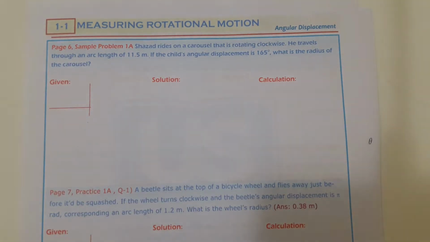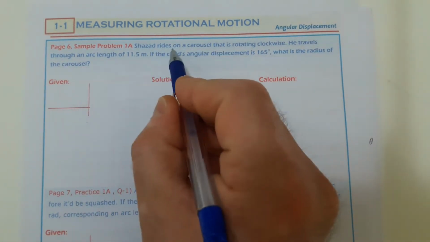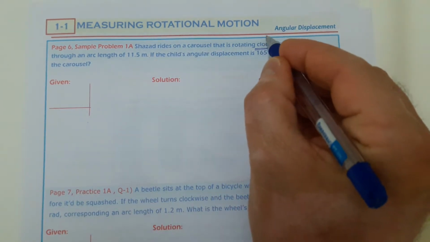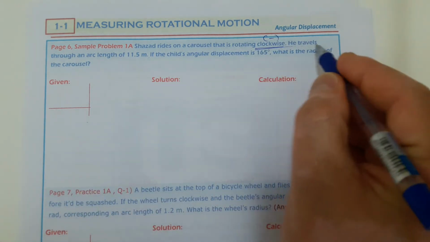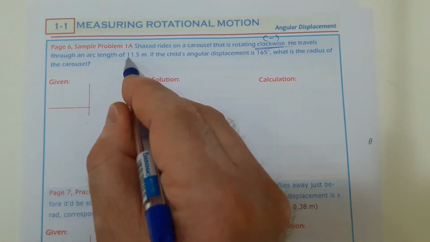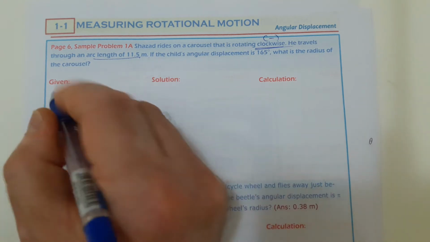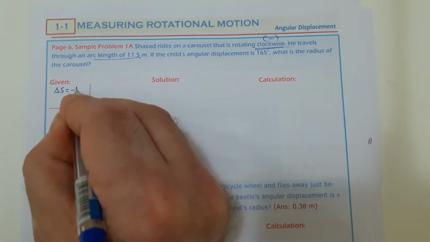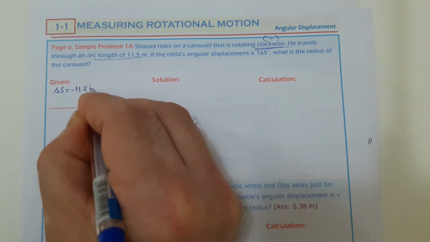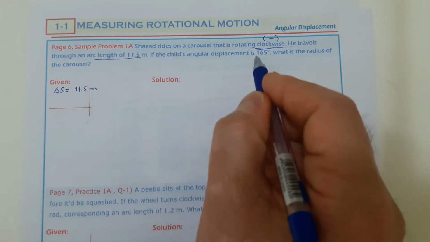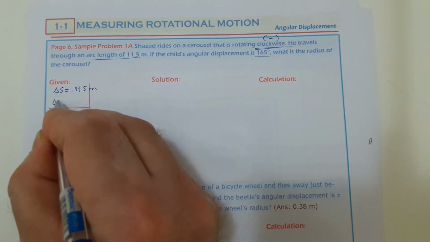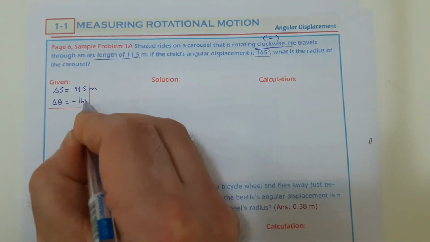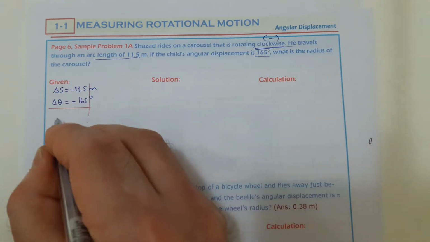And let's do some exercises. Shazat rides on a carousel that is rotating clockwise. When it says clockwise, negative. He travels through an arc length of 11.5. Arc length, delta S. Delta S is equal to negative 11.5 meters. If the child's angular displacement is 165, delta theta, again negative, so both of them are negative, negative 165 degrees. What is the radius of the carousel?